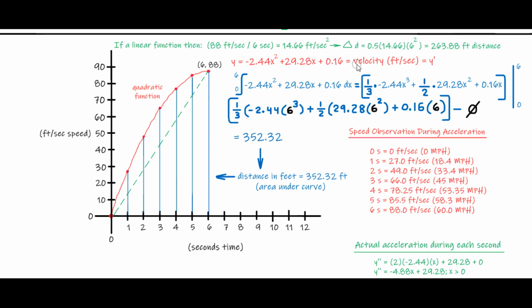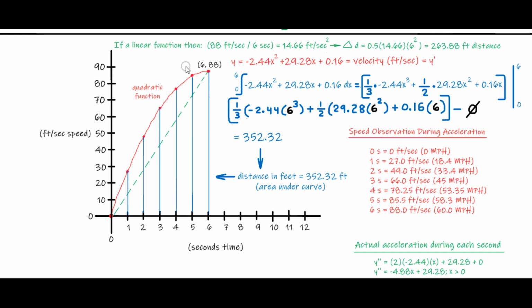So the equation which describes the acceleration curve behaves as the first derivative, or y prime, because it's a velocity output. Therefore, the area under this curve, the red curve, would represent the total distance attained during the acceleration.